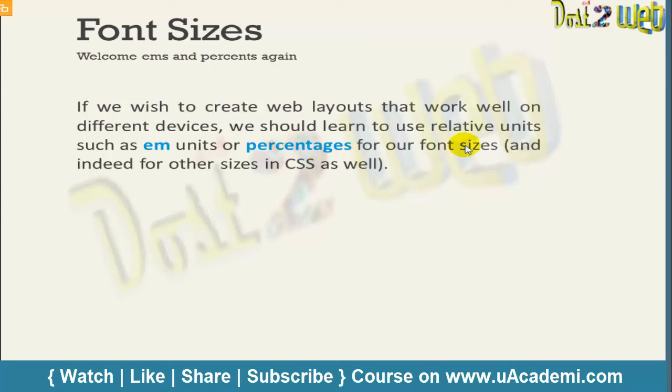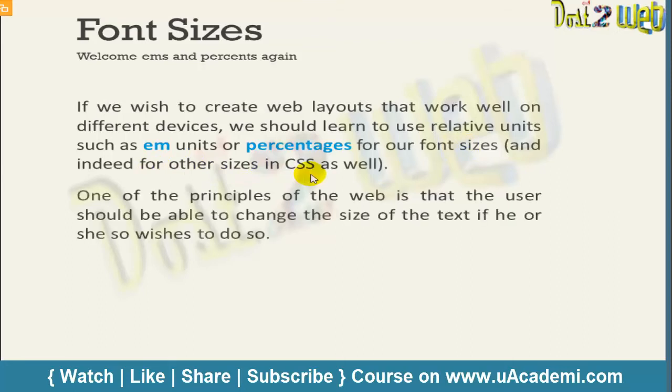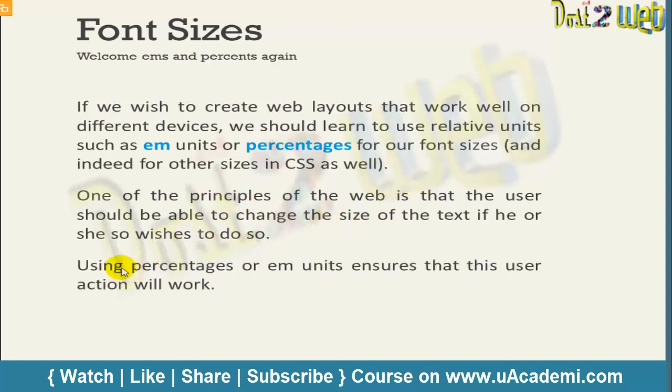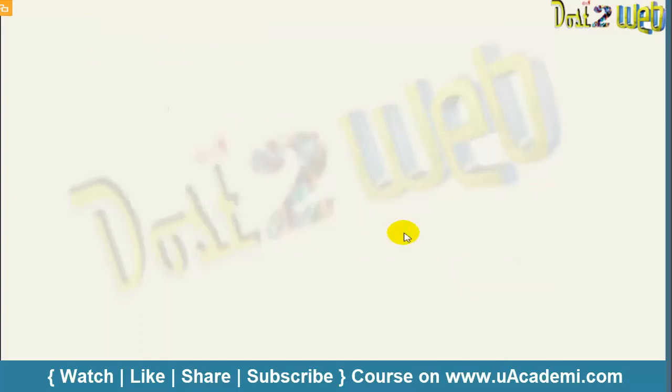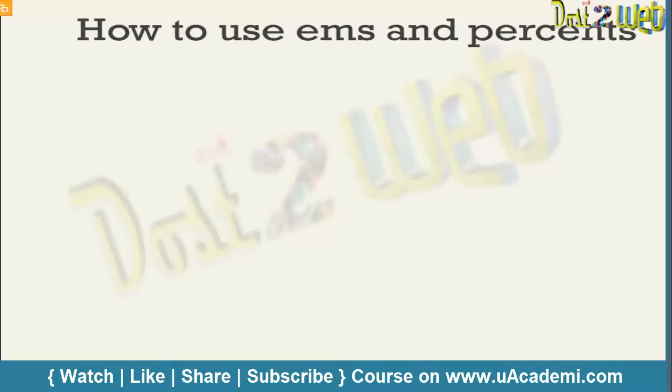This will be used in font size, and indeed you can use it in other CSS as well. One of the principles of the web is that the user should be able to change the size of text if he or she wishes. That means if you want to change the font size, the text size, you can change it. But using percentage and EM units ensures that the user action will work. That means it will change how the user wants. Then how are you going to use EMs and percents, right?